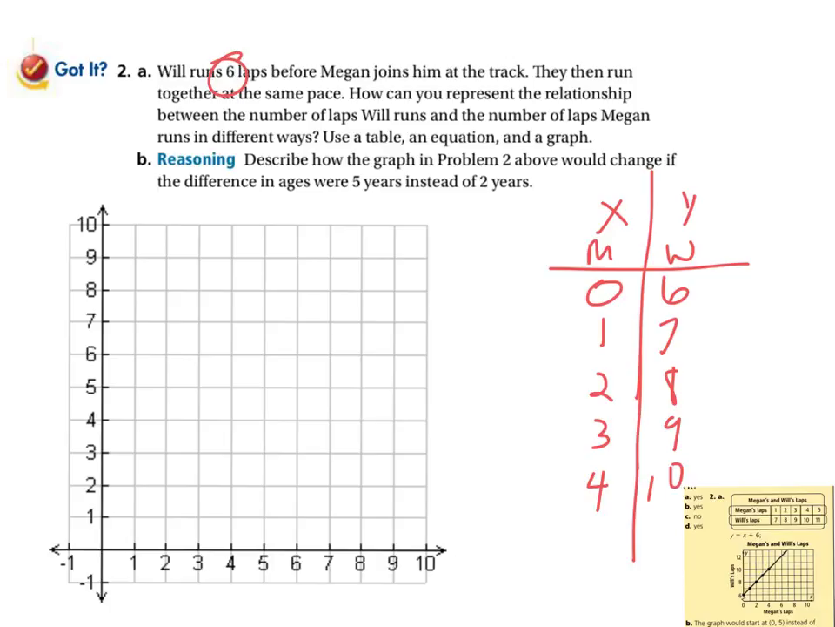So we've represented it now with a table. We want to represent it as a graph, same kind of thing. So Y, right, that's Will. I'm going to switch colors on this here. Y, or Will, equals Megan, that's X, plus the 6 laps. So this is the equation we should have written.